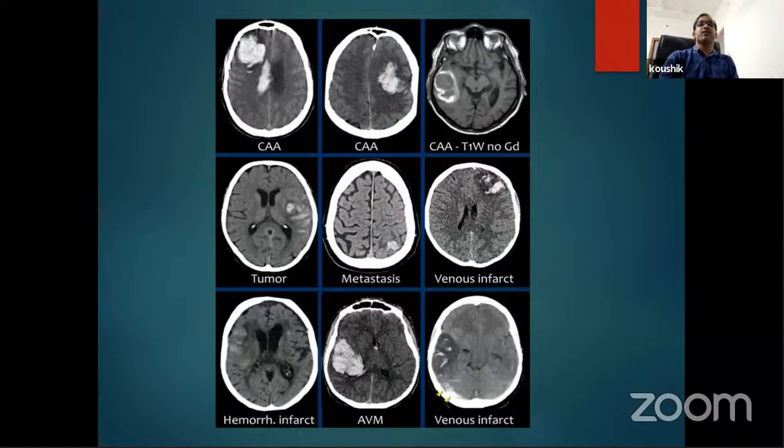If we have a subarachnoid hemorrhage, if it is a non-traumatic subarachnoid hemorrhage, then we have to go for a contrast study, that is angio. In case of venous infarct, we have to do a contrast study, that is a contrast CT venogram. So these are the cases where, when we suspect a venous infarct, an AVM, a tumor, metastasis, or any venous malformation, we do a contrast study.